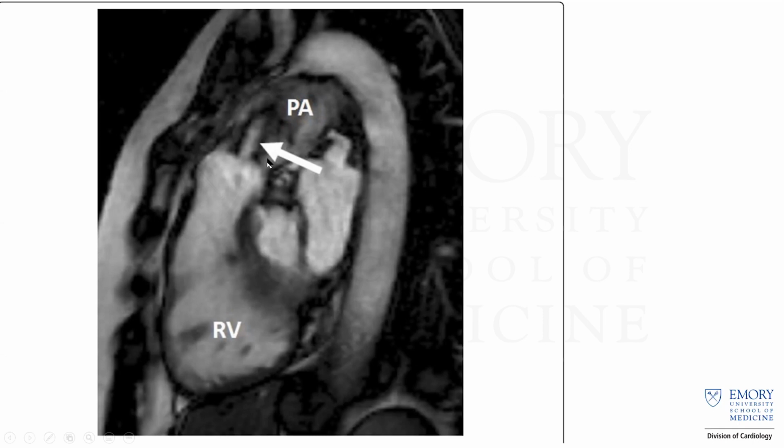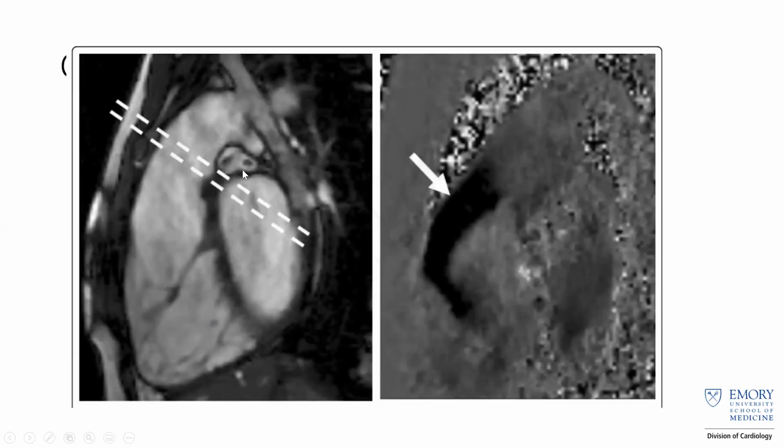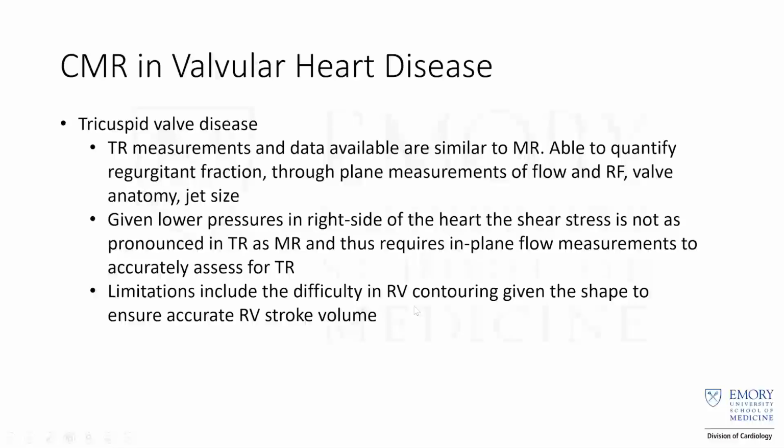This is a pulmonic stenosis. This is the RVOT and pulmonic valve here. And so you see this flow acceleration here through the pulmonic valve, which is indicative of stenosis there. This is also looking at PI here. And so you can use your in-plane flow measurements here. And so you can see there's this huge regurgitant jet back through the pulmonic valve.